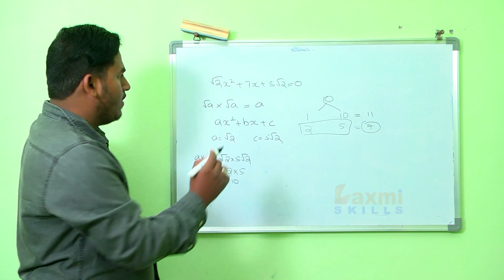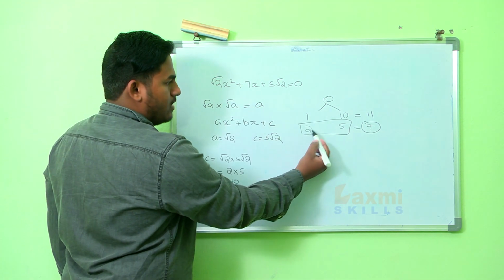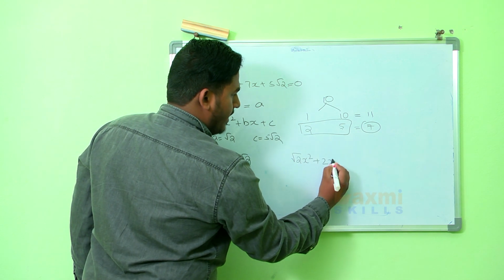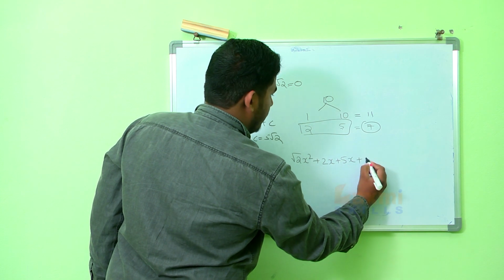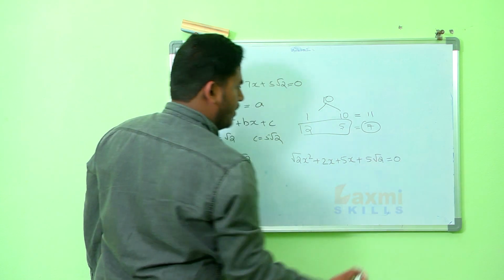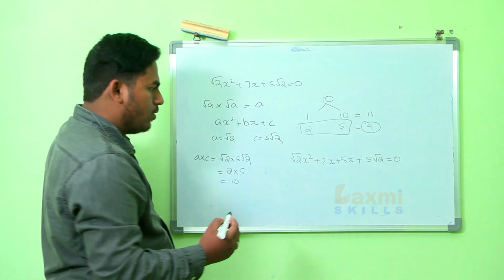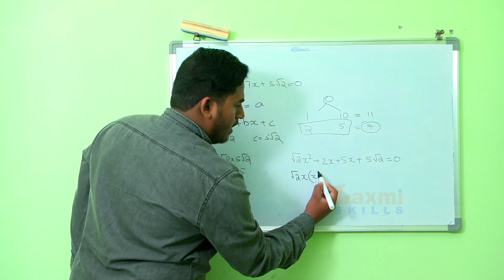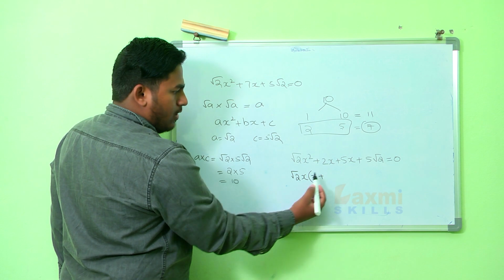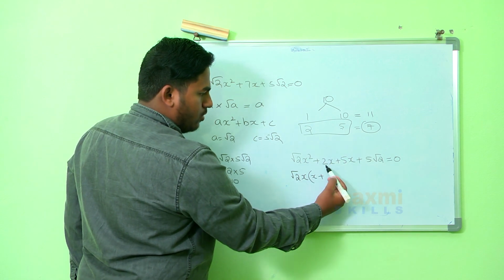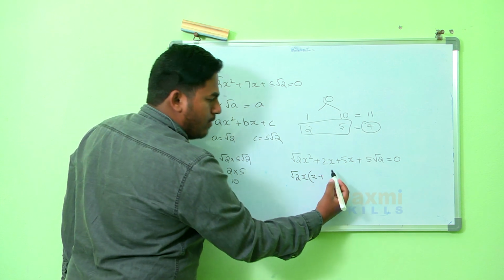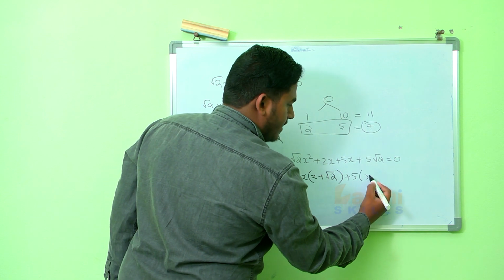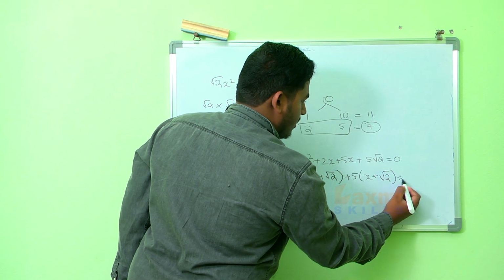Don't worry about the sign convention here; you need to take the signs of these two numbers. So root 2x square plus 2x plus 5x plus 5 root 2 is equal to 0. From here you take root 2x common, so the leftover term is x here. And see here, root 2 can be written as root 2 into root 2. So one root 2 is taken out, so there will be another root 2 and x taken out. Take 5 common and it is x plus root 2 is equal to 0.